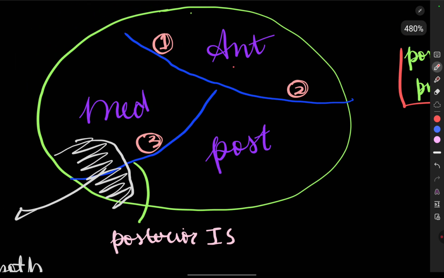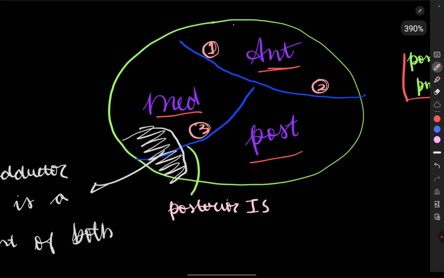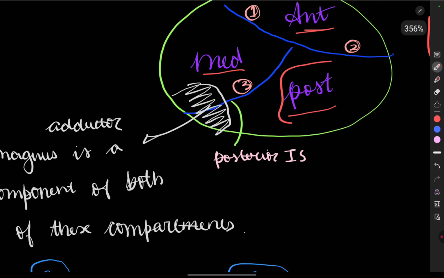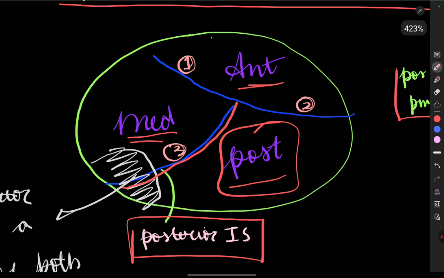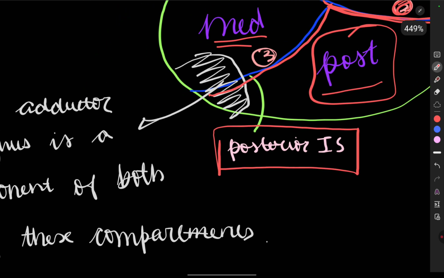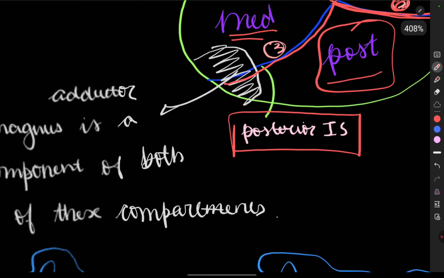Okay, so this is the anterior. The thigh is divided into three compartments: anterior compartment, posterior compartment and the medial compartment. Okay, anterior, posterior and medial. So we are studying the posterior compartment today. The posterior compartment is separated from the medial compartment by the posterior intermuscular septum, and from the anterior compartment by the anterior intermuscular septum.